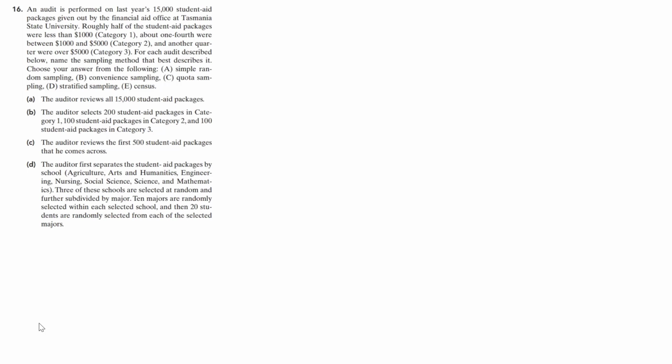The auditor separates the student aid packages by school: agriculture, arts and humanities, engineering, nursing, social science, and mathematics. 3 of these schools are selected at random, and each is further subdivided by major. The auditor randomly selects 10 majors within each selected school, and then randomly selects 200 student aid packages in category 1, 100 in category 2, and 100 in category 3. That would be the stratified.